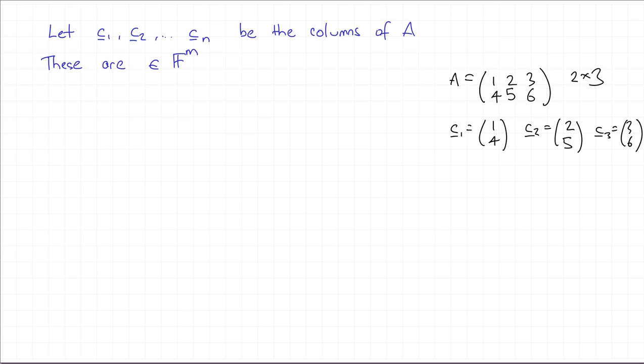Okay, so that's what I mean by the columns of A. I mean the column vectors which make up the columns of A. Okay, so what is the column space? Well, the column space C of A, by definition, is the set of all linear combinations of the columns of A.